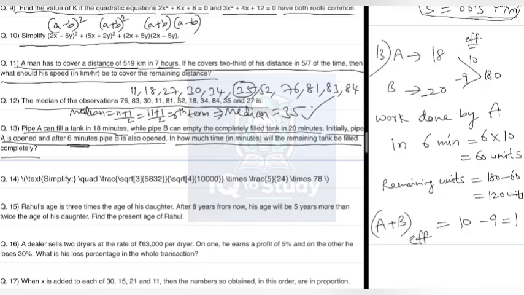We have to find in how much time will the remaining tank be filled completely. It means time to complete 120 units at 1 unit per minute is 120 divided by 1, which is equal to 120 minutes.